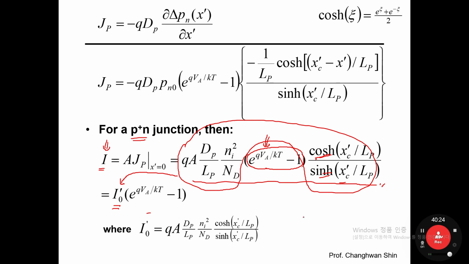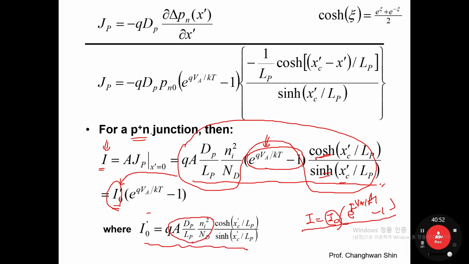So go back to the ideal diode analysis. You can see the I naught exponential qVA over kT minus 1. Previously we used I naught as a saturation current, but now a more generic form of I naught, that is I naught prime. Previously only this part has been left in the P plus N junction. Okay, P plus N junction.